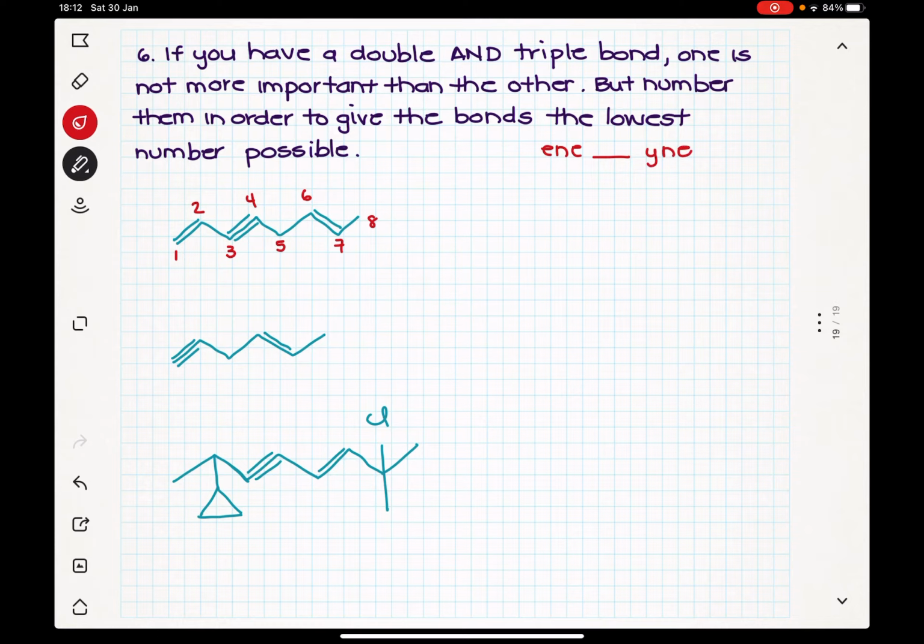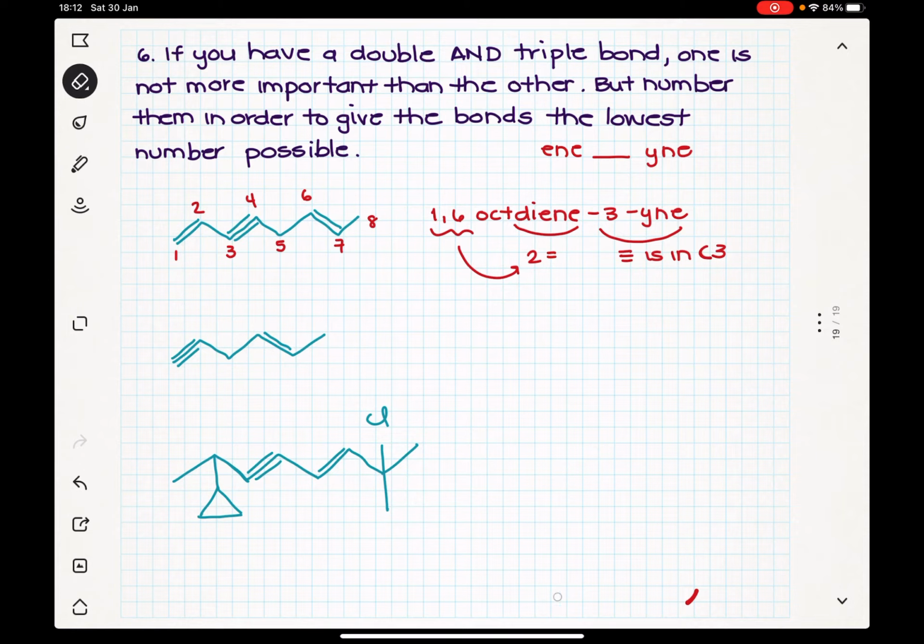So let's put the name together. If the double bond comes first, I go 1, 6, oct, diene, and then I name the triple bond, 3-yne. So this is saying that the triple bond is in carbon 3. This is saying that I have 2 double bonds, in carbon 1 and 6. So everything has to keep an order. It is very systematic.